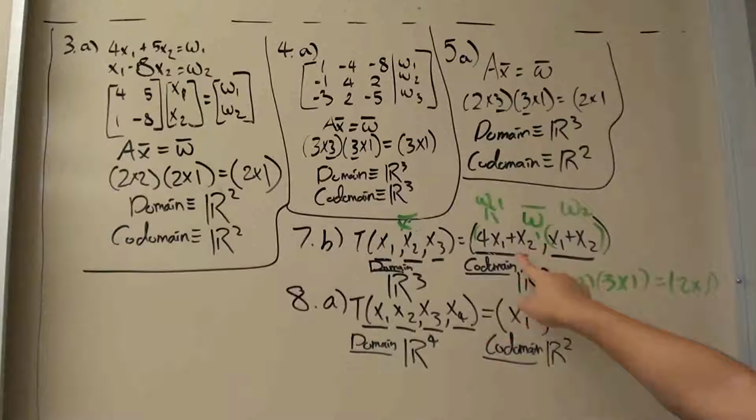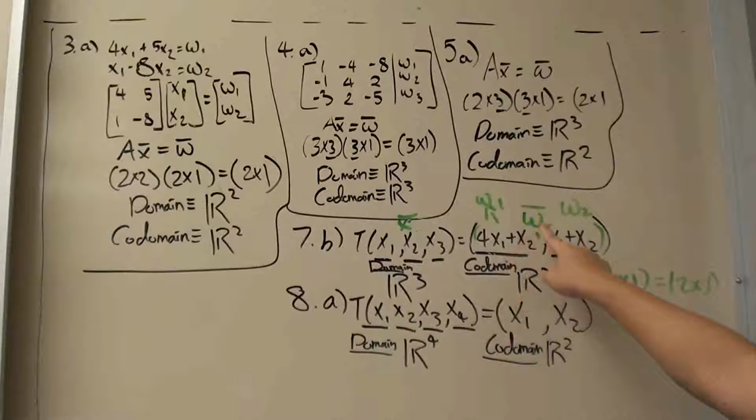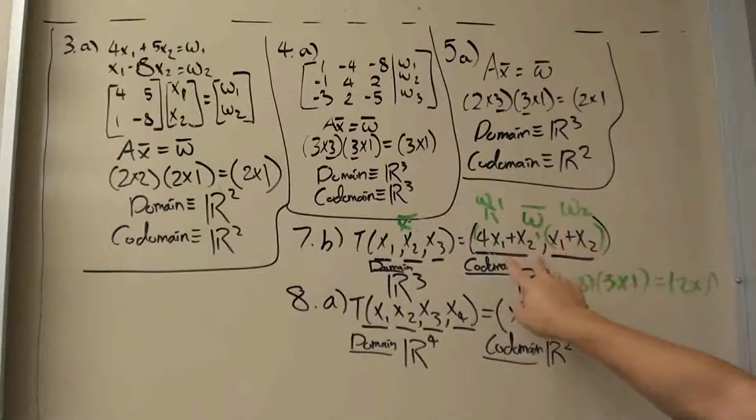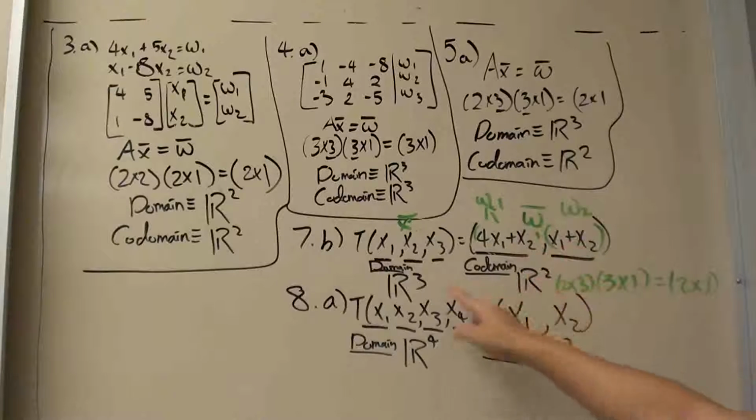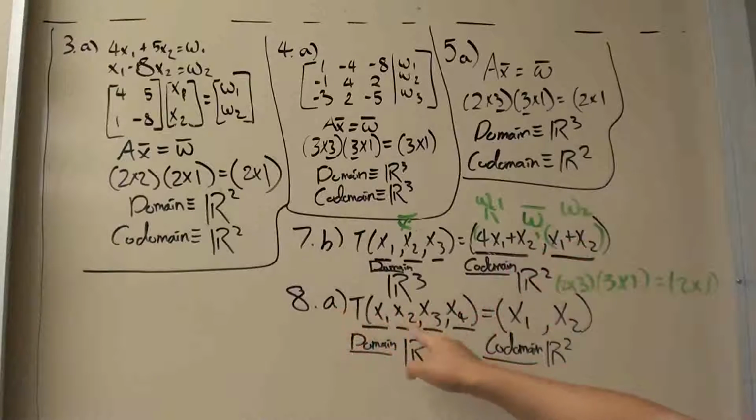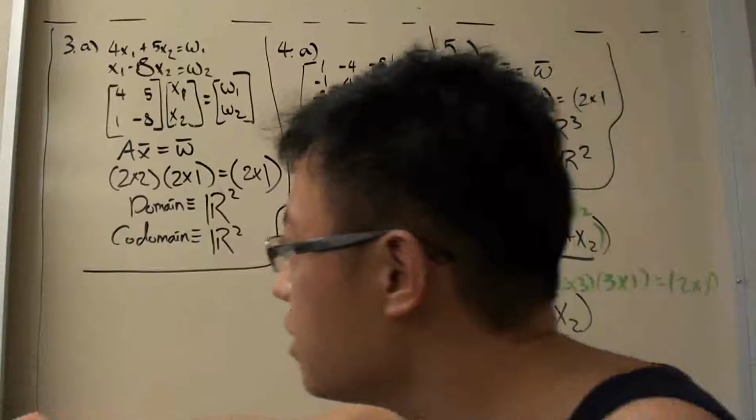So make sure you pay attention to the comma and figure out how many dimensions are there for the W vector, right? So that's 2. So yeah, there you go. 8A, same idea, right? 1, 2, 3, 4. There's 1, 2. So the starting domain is R to the power 4. The codomain is R to the power 2. Yeah. It's not rocket science.